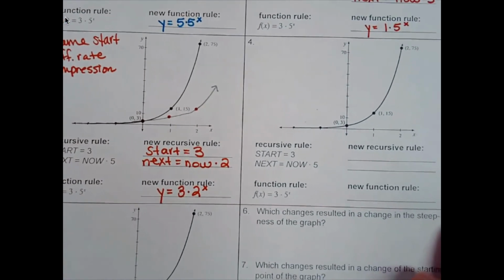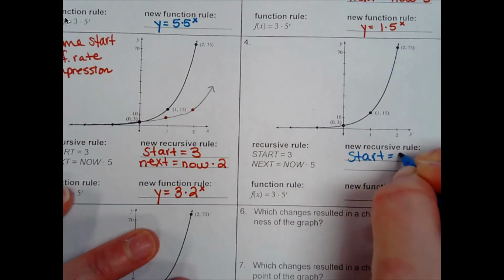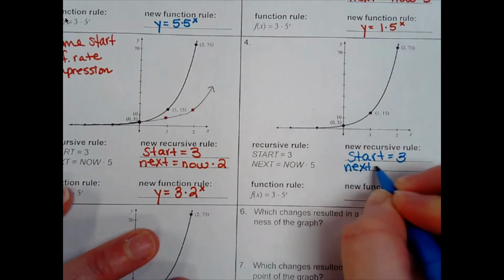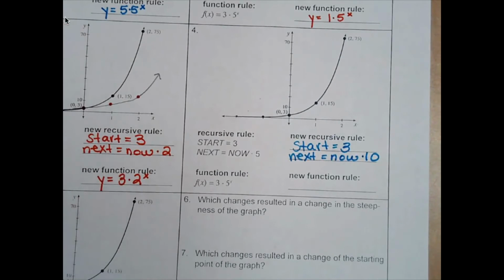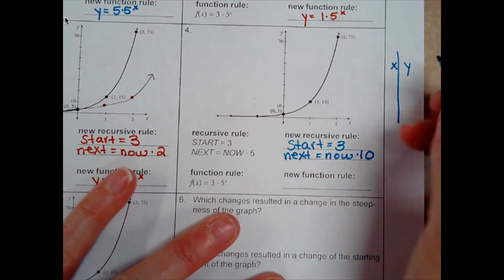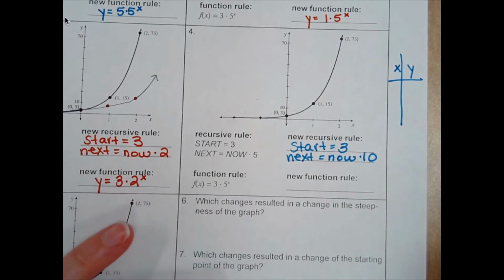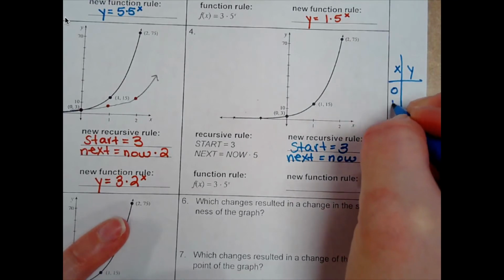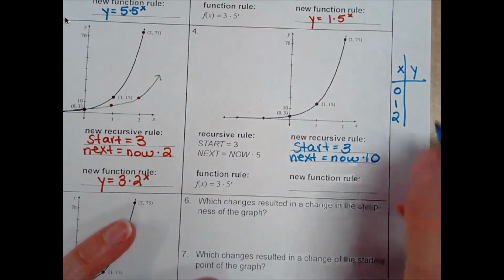Number 4. Let's keep our same start. Let's change our rate to 10. So write your recursive rule for changing the rate to 10. So what's our y value? What are the y values going to be?